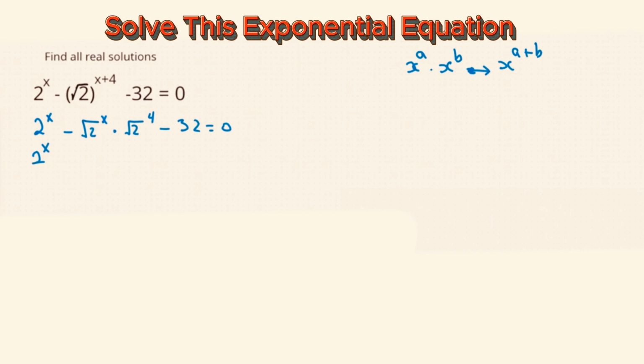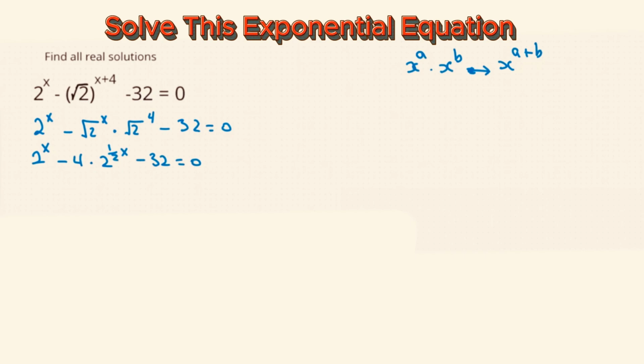And I'm going to do root 2 to the power of 4 first. So 2 to the power of 4 is 16. The square root of 16 is 4. So that's going to be minus 4. And root 2 to the power of x, I'm going to change. We know the square root just means 2 to the power of 1/2. And we have the x right here. Minus 32 equals 0. We will treat this as a quadratic.